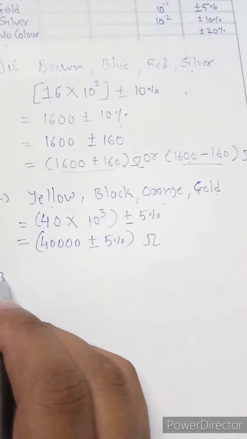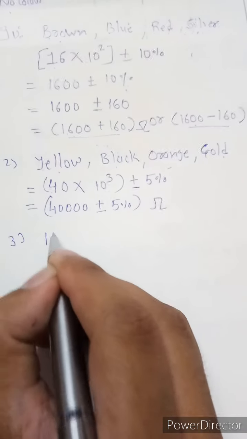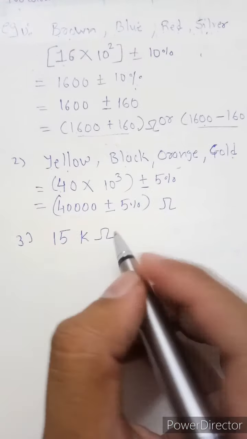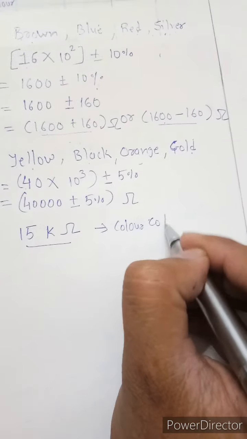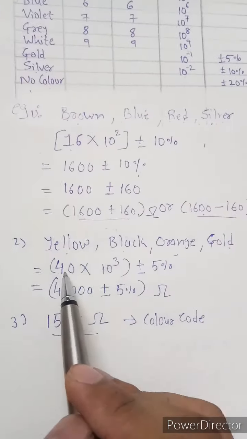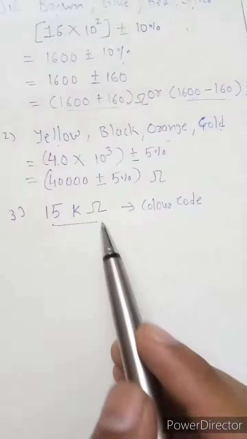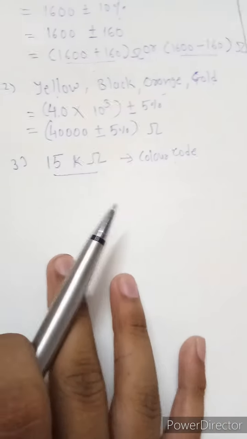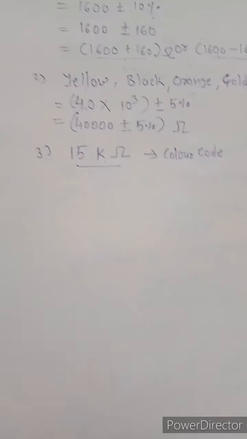Okay, third example I am taking. If I give you directly a value of 15 kilo ohm and you have to derive the color code. In the first two examples we were given colors and had to find the values of resistance. Now in the third example we are given the value of resistance, and we have to find the color code. How can we find it? Just do the opposite of what we have done.